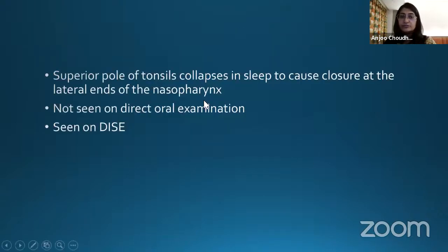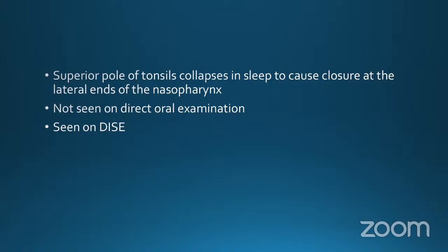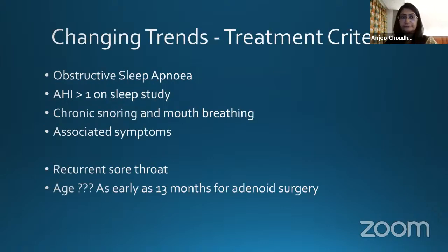What extra information does this give? When we examine the child orally, we only see the lateral part, the medial portions of the tonsils coming into the oral cavity. We do not see the superior pole. When the child is asleep, the superior pole actually comes closer and superior and obstructs the posterior part of the nasopharynx and the lateral part, which is not directly seen on examination, but is very evidently seen on DISE. So in these cases, we would advise adenoidectomy along with tonsillectomy.